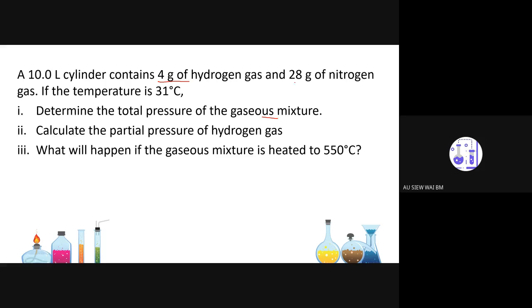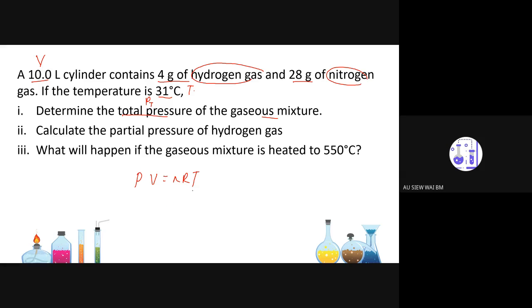They give you the grams. We have two gases, hydrogen gas and nitrogen gas. Then they give you the volume of the container and the temperature. Determine the total pressure, they ask for the P total. So first thing, we need to use PV equal to nRT, right? This formula.